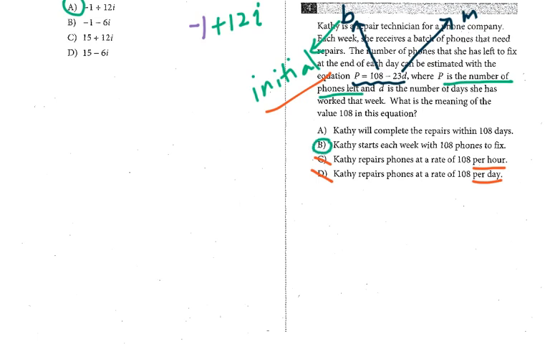Kathy starts each week with 108 phones to fix. Answer A, why is it wrong? 180, that's the number of phones. It's not dates.